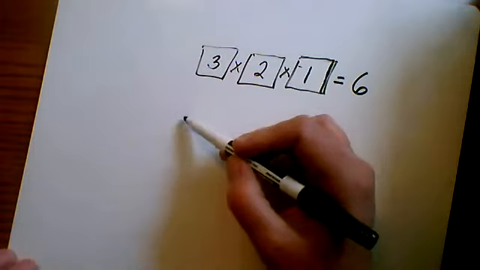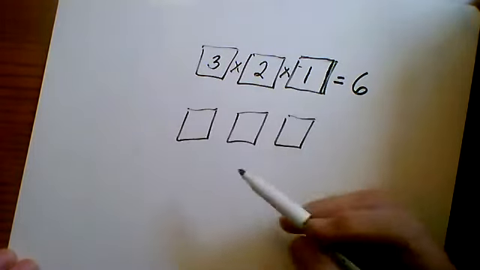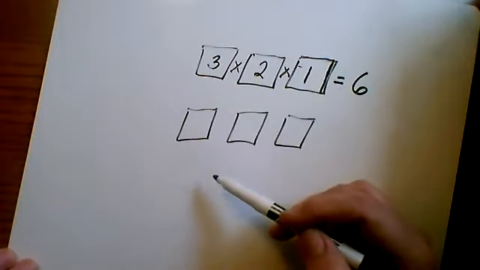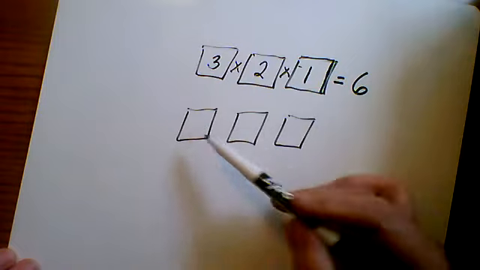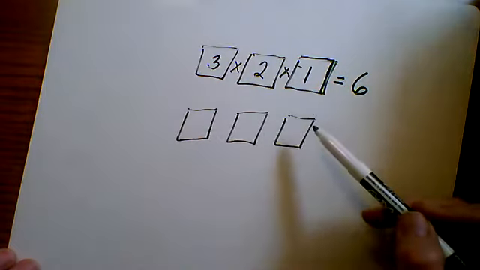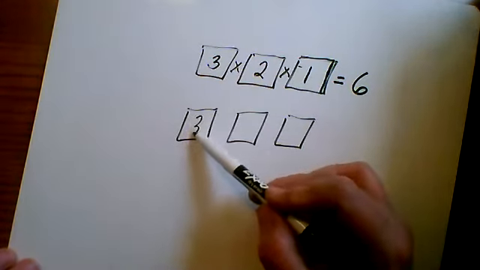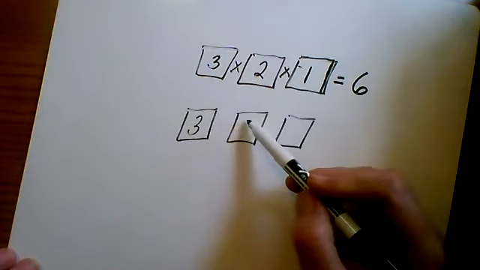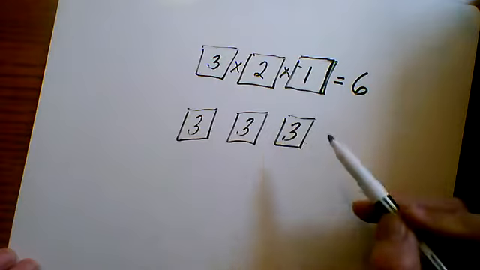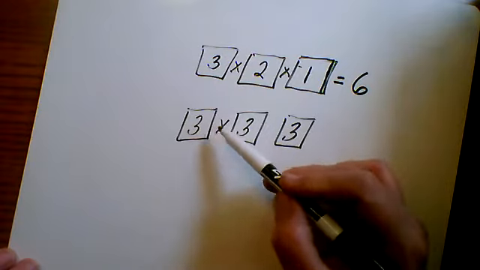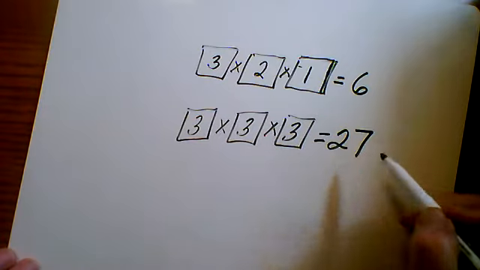So now let's say that we have those 3 positions again, but we have 3 red, 3 blue, and 3 green tiles. So I could put red, red, red, or blue, blue, blue, or green, green, green, right? So how many choices do I have for this first position? I have 3. How many choices do I have for the next position? I have 3. And for the third position, I also have 3. So my answer will be 3 times 3 times 3, which is 27.